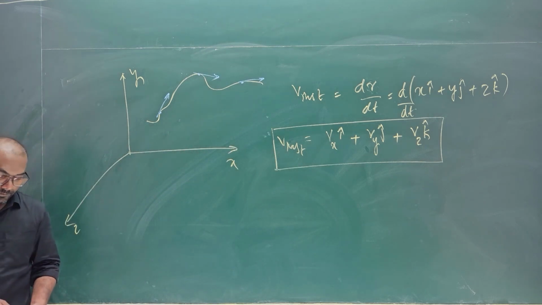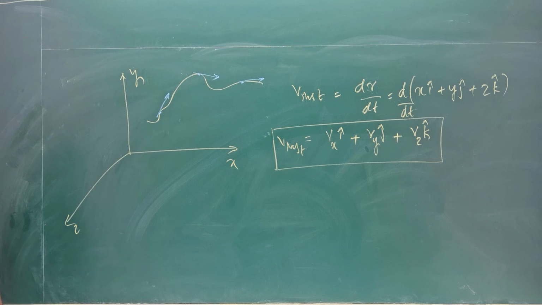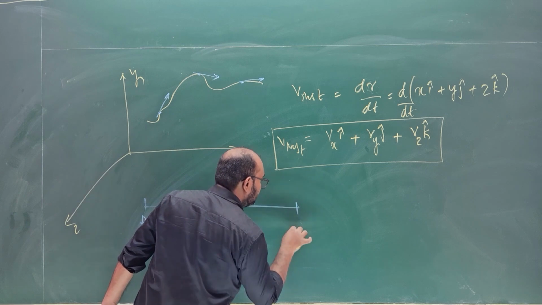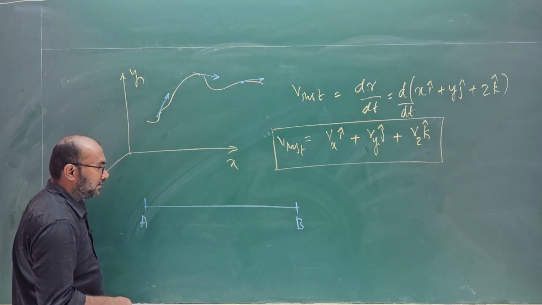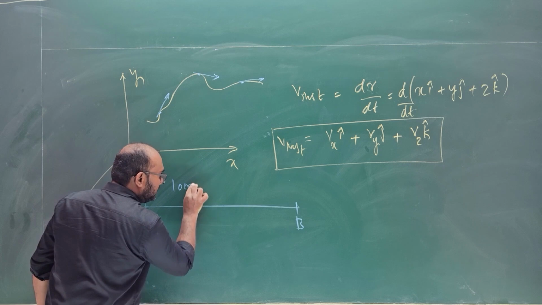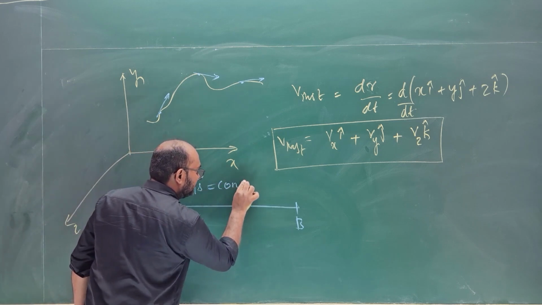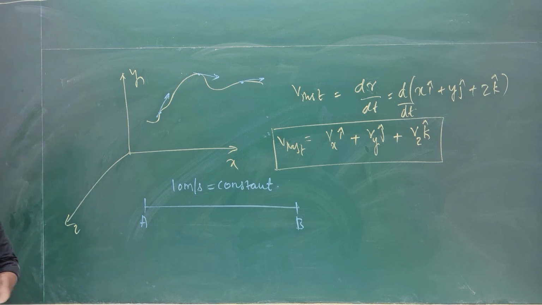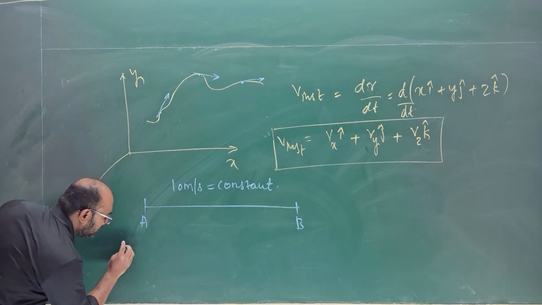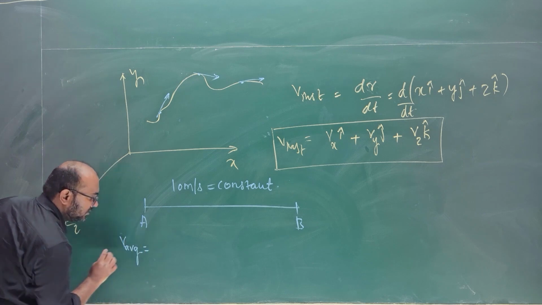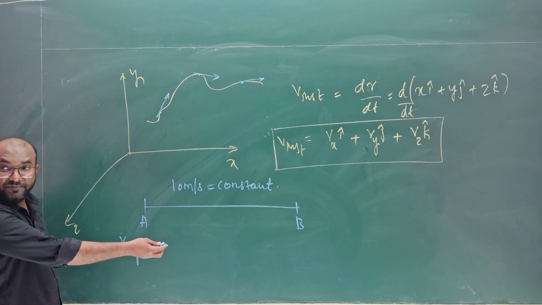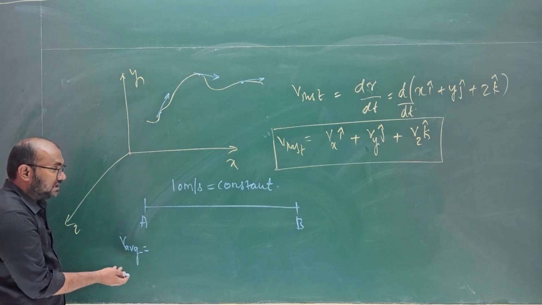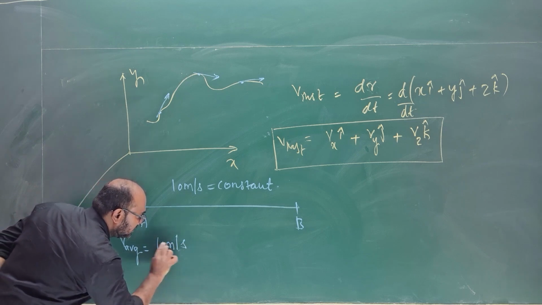Before writing, just listen to me. For example, body A reached body B, and the body is moving with 10 meter per second, and this is constant. The body is moving with 10 meter per second, constant velocity. Now tell me V average. Yes, very good. We learned before that if a body is moving with constant velocity, the average remains the same. So over here, V average is 10 meter per second.